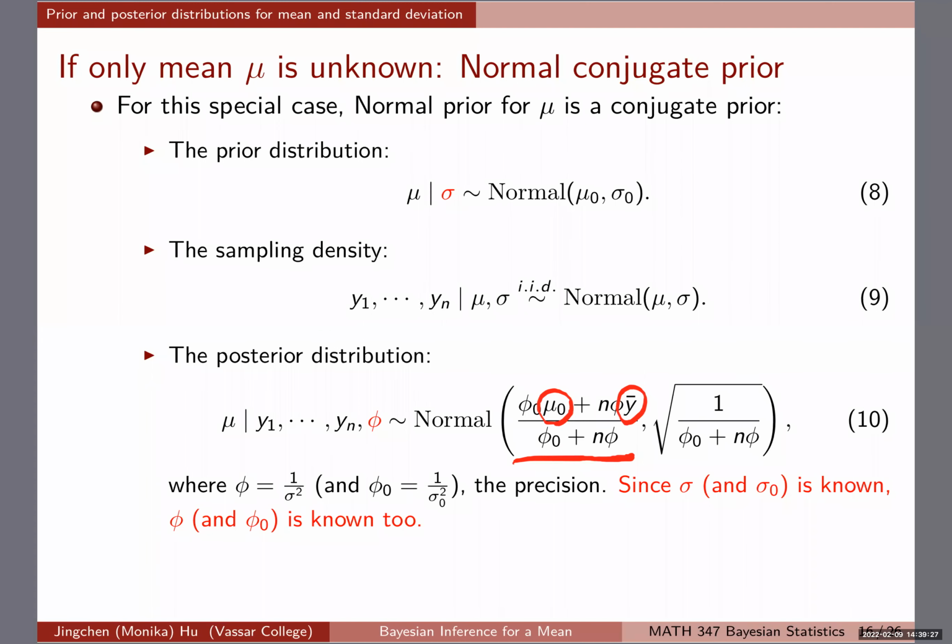And when we say the weighted average, the weight for the prior is this phi zero, and the weight for the data is the n phi. Okay, so I'm going to say that again. What we have seen over here is the posterior mean of the normal mu. It is a weighted average of the prior mean and the sample mean. And the weights themselves are also related to the prior and the data model.